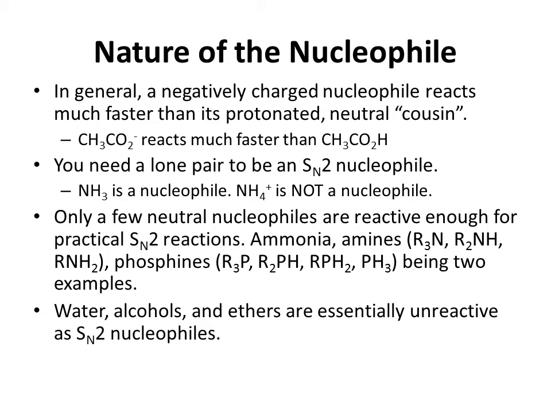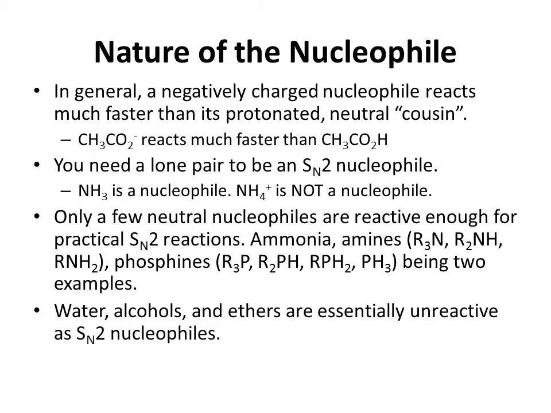You also need a lone pair to be an SN2 nucleophile. This may seem obvious, but a lot of people forget about that. For example, ammonia, NH3, is a nucleophile. As soon as you put a proton on the only lone pair that's available, now it's NH4+, the ammonium ion. That's not a nucleophile. Okay, it can't react with a carbon with a leaving group.